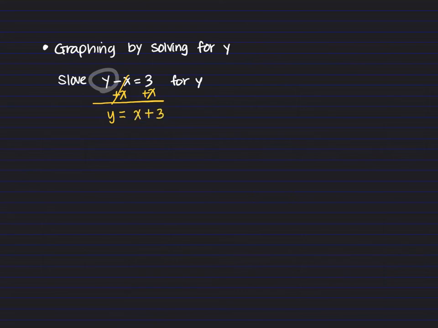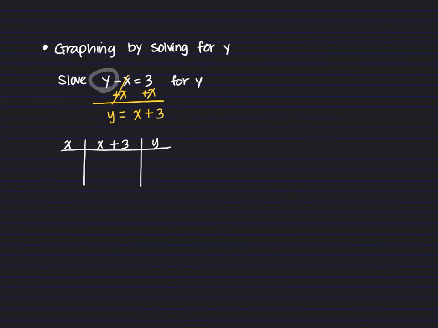Now I have my equation y equals x plus 3, so I solved it for y. I can go ahead and graph it, because whatever answer I choose for x, I will know my y answer because you have to add 3 to your x. So I'm going to create a chart with 3 columns. I have x, x plus 3, and y on each column.